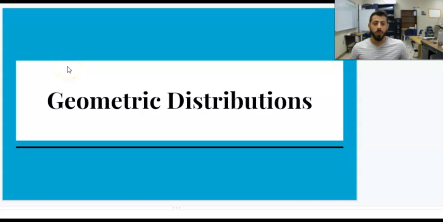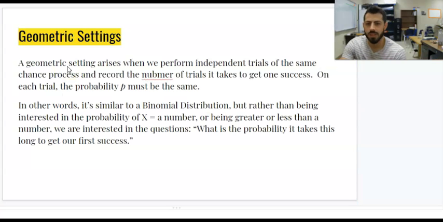All right, so very quickly, we're going to talk about geometric distributions. Geometric distributions sound fancy. They're not. A geometric setting arises when you perform independent trials of the same chance process and record how long it takes you to get your first success, right? When you're asking the question, what is the probability that the first time this outcome happens is X? Like, what's the probability that it's going to take 5 coin flips for me to get my first landing on heads? That is a geometric style question.